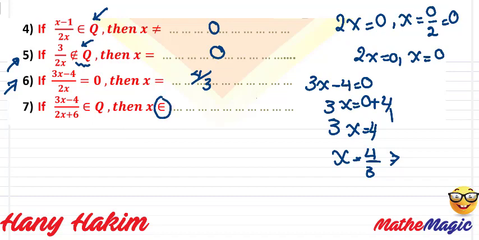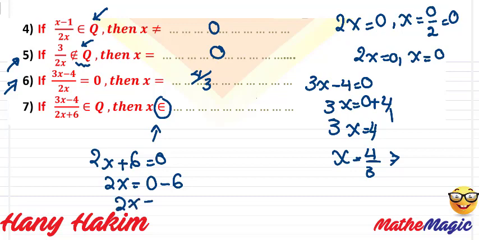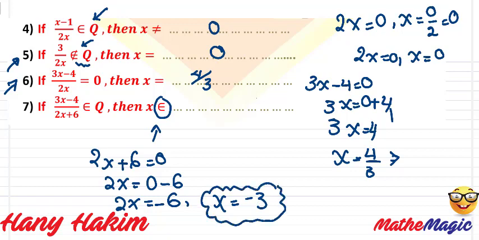The last one, if 3x minus 4 over 2x plus 6 is a rational number, so x belongs to what. Here I'm asking what values x can take. I can get the bad x, which is 2x plus 6 equals to 0. Then move 6 to the other side to make it 2x equals negative 6, so only x equal negative 6 divided by 2, which is equal negative 3.